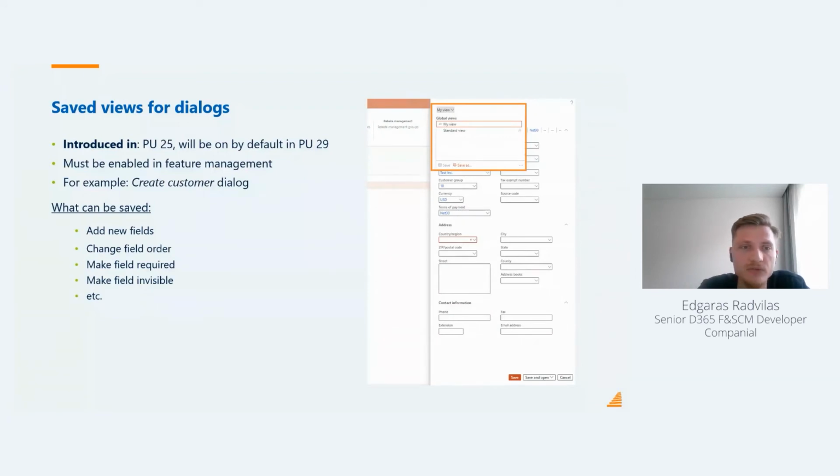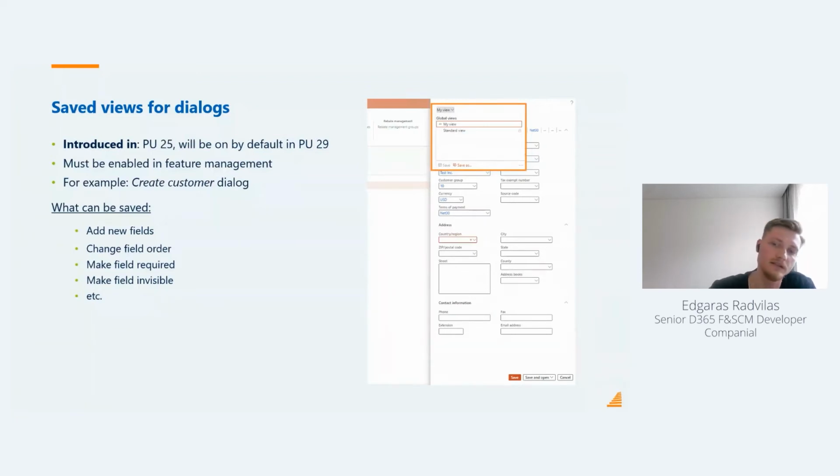And in this example, I tried looking at creating a customer dialogue. So yeah, basically you can add new fields, make the existing fields invisible or make them mandatory. Just mess with the order and so on. So basically to suit your needs, you can hide the information that you don't want to see. And yeah, it's the new button on the top left corner, so you can save multiple views. And the next time you log in to this form page, you would select your view.